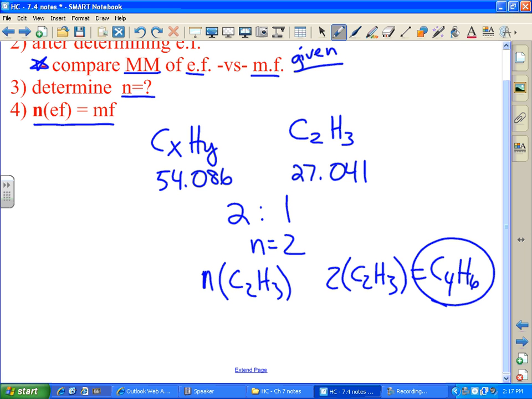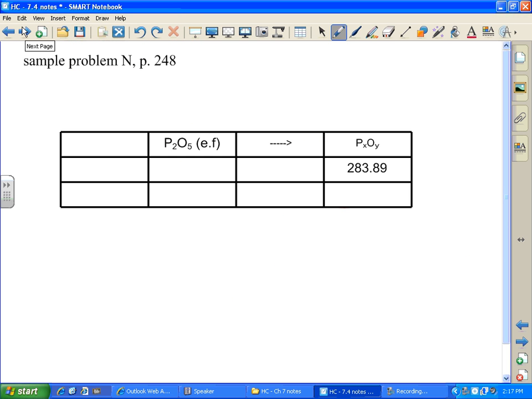If I do a sample problem here, the one in the book on page 248 that involves phosphorus and oxygen, you're able to follow through in that example. The hardest part about these problems is just being able to pull out the information that is necessary to do the calculation. So if we read the sample problem on page 248, the empirical formula of a compound of phosphorus and oxygen was found to be P2O5. So we know the empirical formula is P2O5. Experimentation shows that the molar mass of this unknown compound is 283.89. What is the compound's molecular formula?